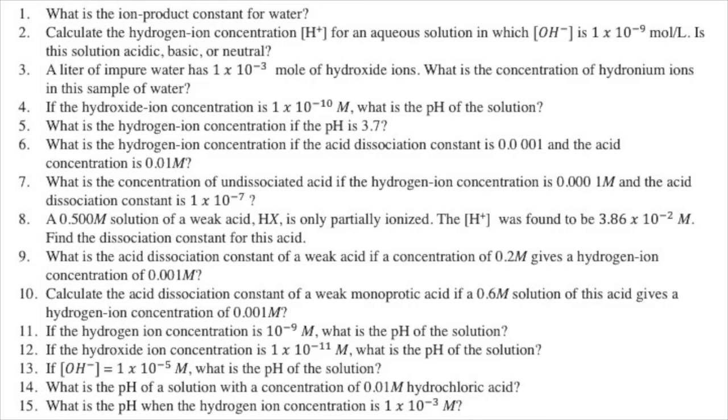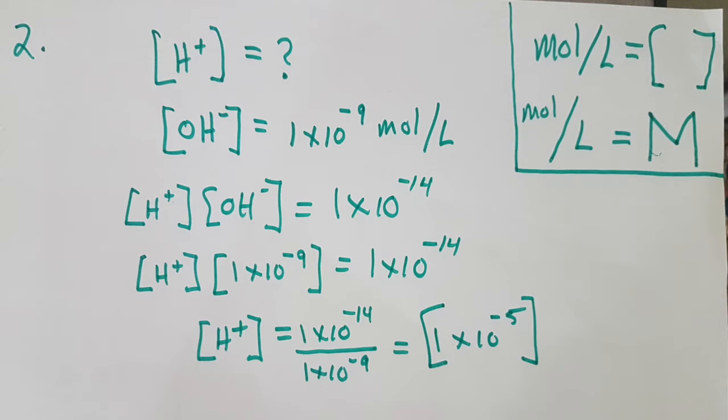Number 2, calculate the hydrogen ion concentration, H+, for an aqueous solution in which the OH concentration is 1 times 10 to the negative 9 moles per liter. Is this solution acidic, basic, or neutral? So we want to find the H ion concentration. We know, based on Kw, that the product of the H ion and the OH concentration is 1 times 10 to the negative 14.